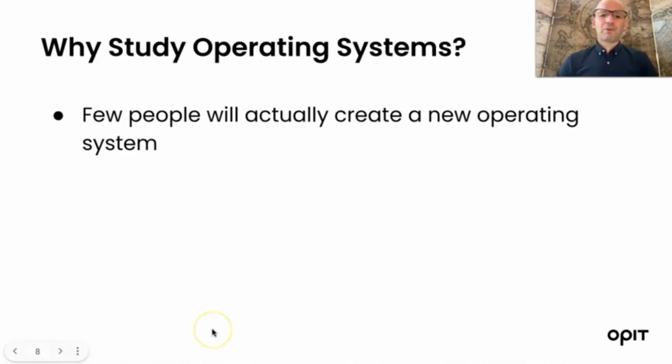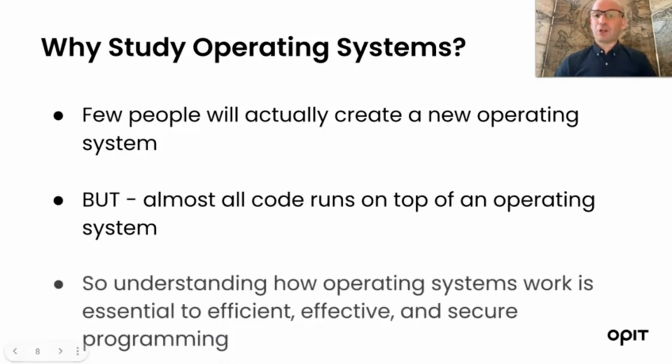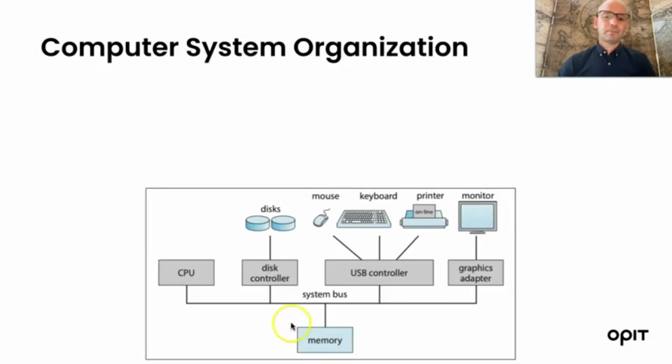So why study operating systems? Well, few people will actually create a new operating system, right? But almost all code runs on top of an operating system. So understanding how operating systems work helps us become better at writing code that goes on top of an operating system, for example, an application, right? So understanding how operating systems work is essential to efficient, effective, and secure programming. So if you're writing an application that needs to, for example, save users' information to a storage location, understanding how operating systems work lets you program that much more easily, using an API, for example.